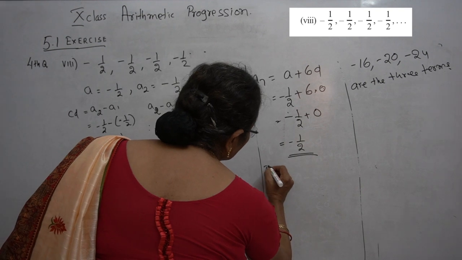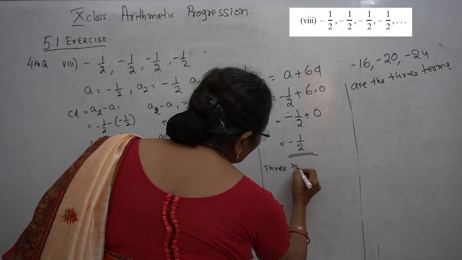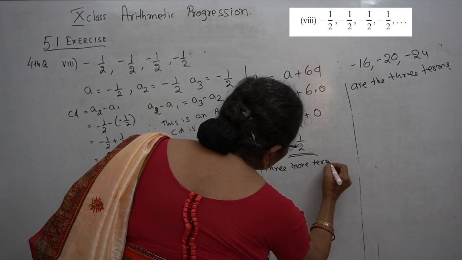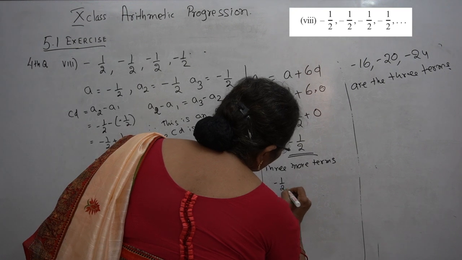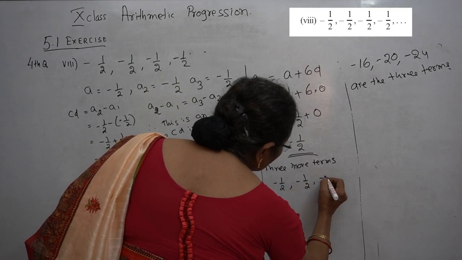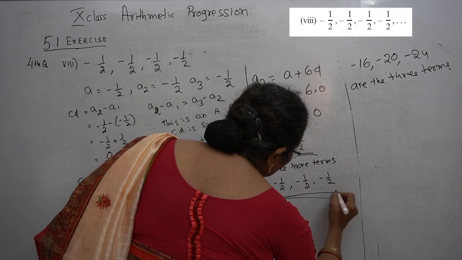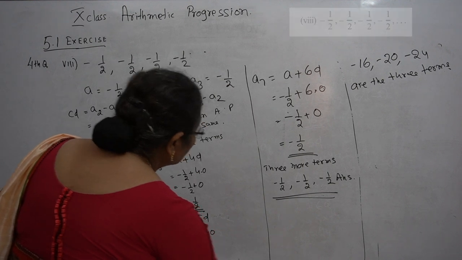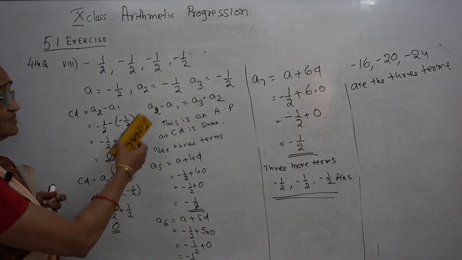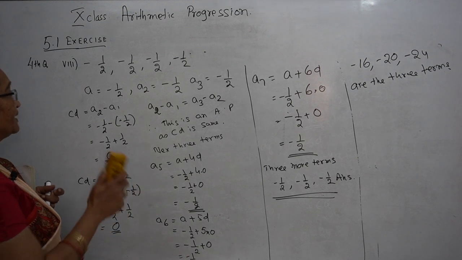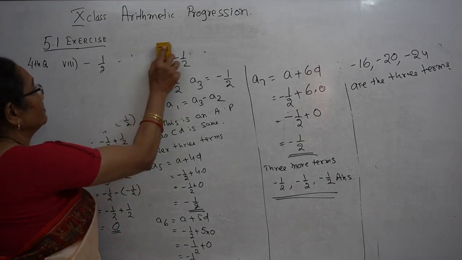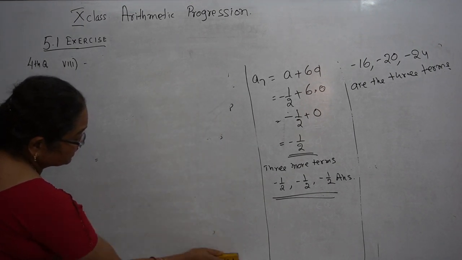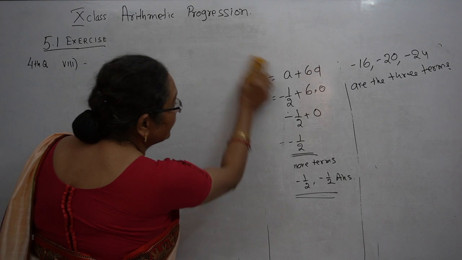So the 3 more terms equal minus half, minus half, minus half. This is the answer, right? Okay, now all these sums are the same. You have to practice, that's why they have given them. So next, the 8th sum is over. Now we shall go for the 9th sum.